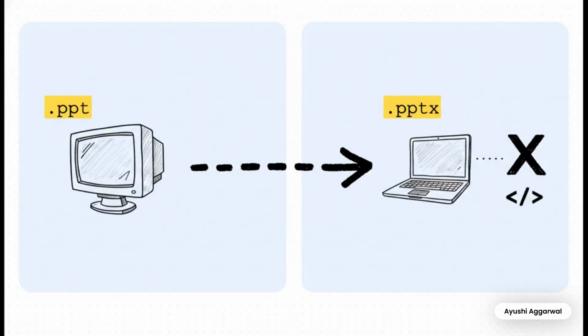So, up until 2003, the file extension was just .ppt. But from 2007 onwards, it became .pptx. Now, the million-dollar question is, why was this X added? Well, that X stands for XML, which is Extensible Markup Language.